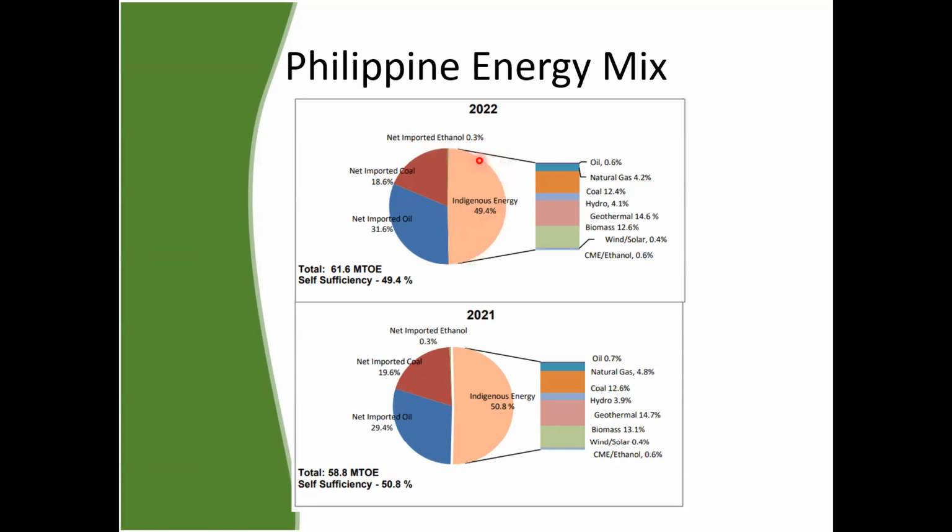So it's called the indigenous energy. So we import coal and we import oil to support our energy demand. But because we can only supply 50% through our own oil, natural gas, which comes from the Malampaya, we also have locally produced coal, and then the rest from renewable energy. So it's quite sad that we have to import 50% of our energy.